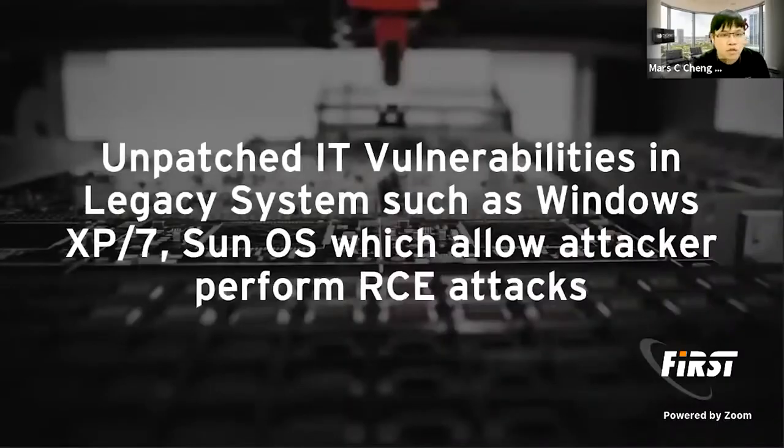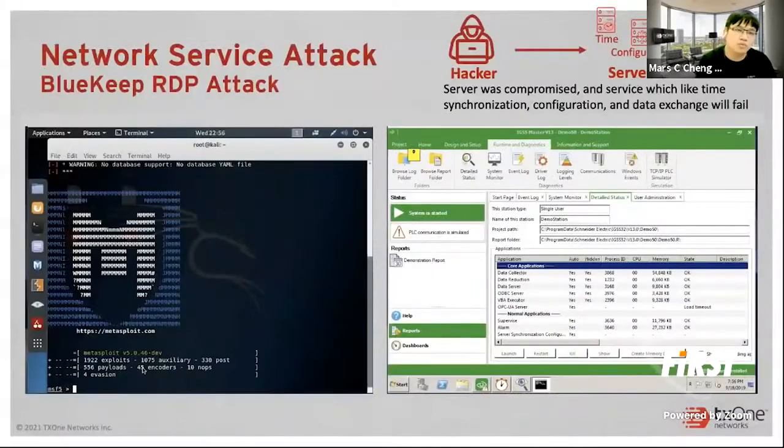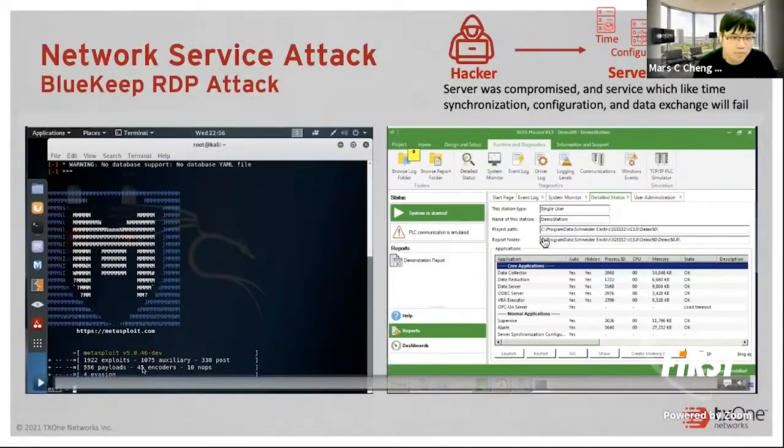And also, we can perform attacks on unpatched IT vulnerabilities in legacy systems such as Windows XP, Windows 7, and some other OS, which allow the attackers to perform RCE attacks. And this one, we summarized two years ago, is a very famous vulnerability we call BlueKeep, an RDP attack on the Windows RDP service.